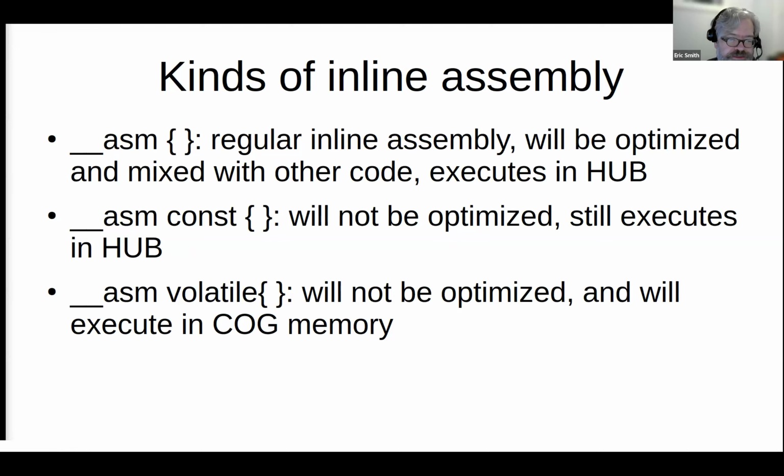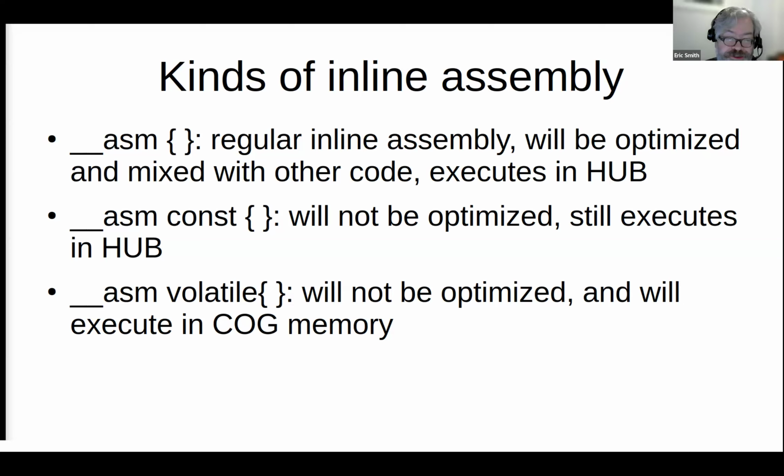And the last kind is volatile, and a volatile ASM doesn't get optimized and actually gets loaded into cog memory before it executes, much like how Spin does things. So a lot of times if you're, for some reason, porting code from Spin to C, you'd probably want to use ASM volatile. That's great. You got all that stuff covered.